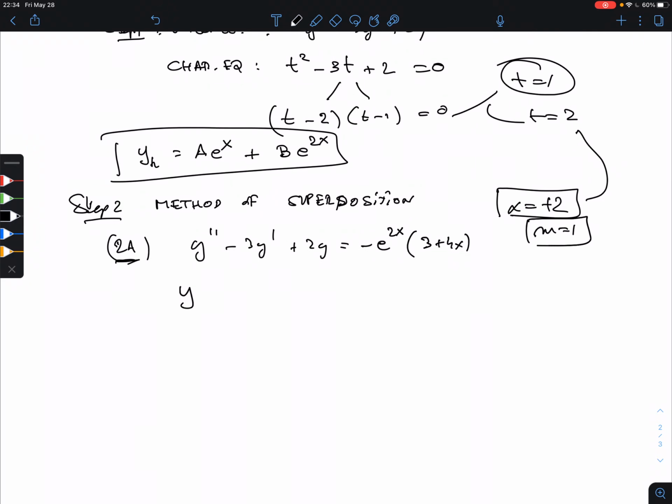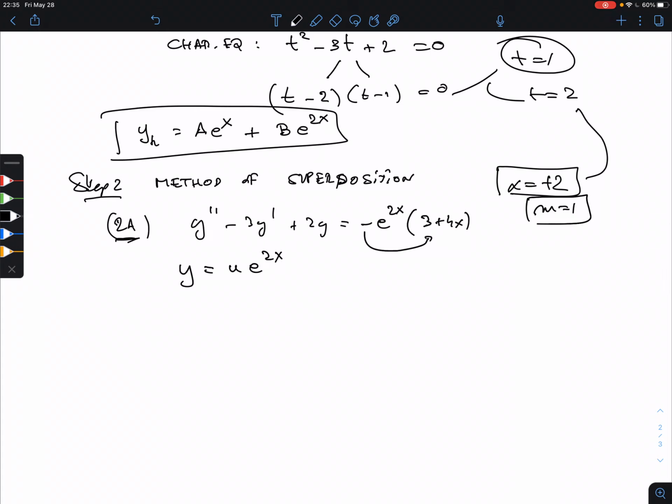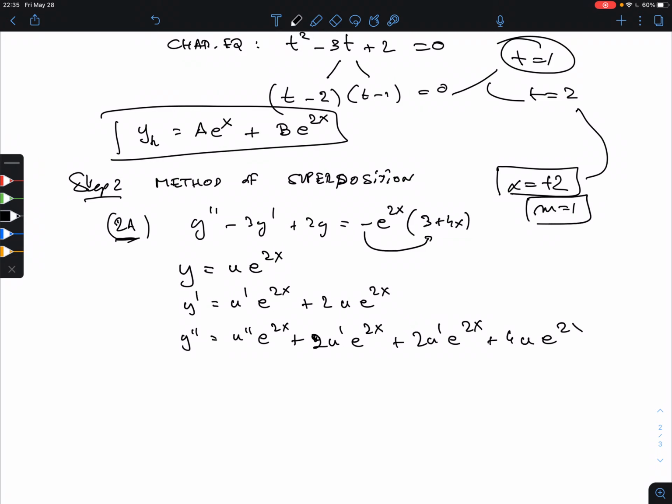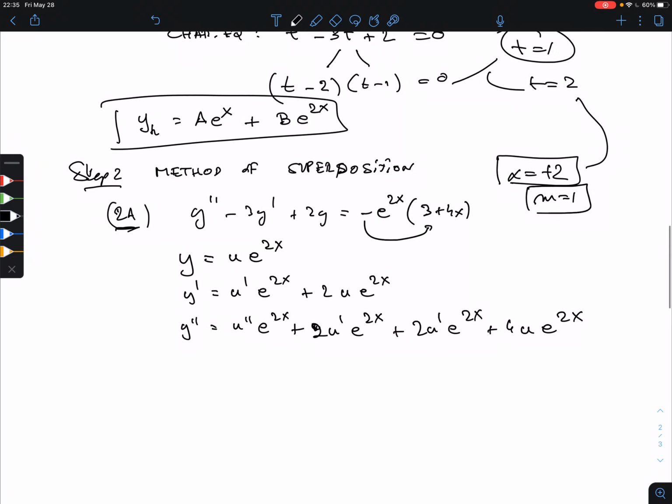Okay, so we do y equals u e to x, right? This minus sign is part of the polynomial, right? So that's why I don't need to write it. Okay, so y prime is then equal to u prime e to x plus 2u e to x. Y double prime is u double prime e to x plus 2u prime e to x plus 2u prime e to x plus 4u e to x. It's the same as before, but now there are no negative signs.